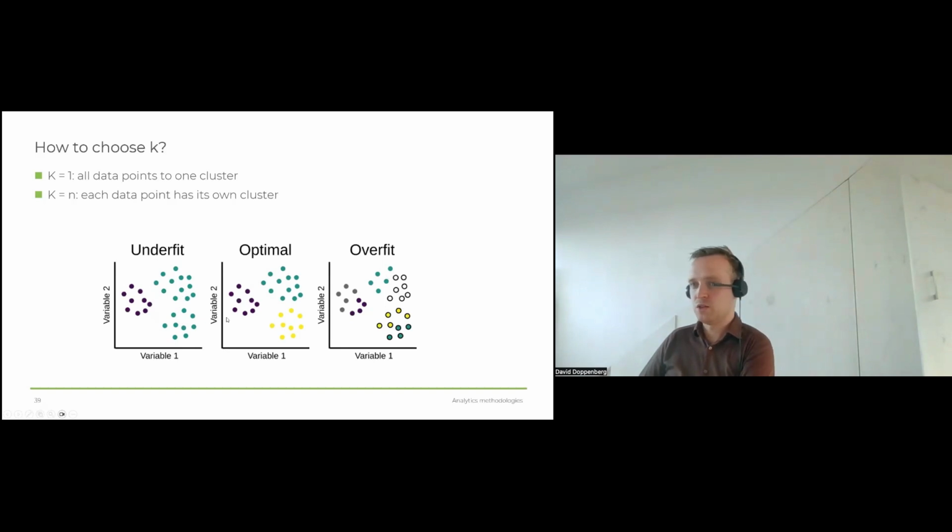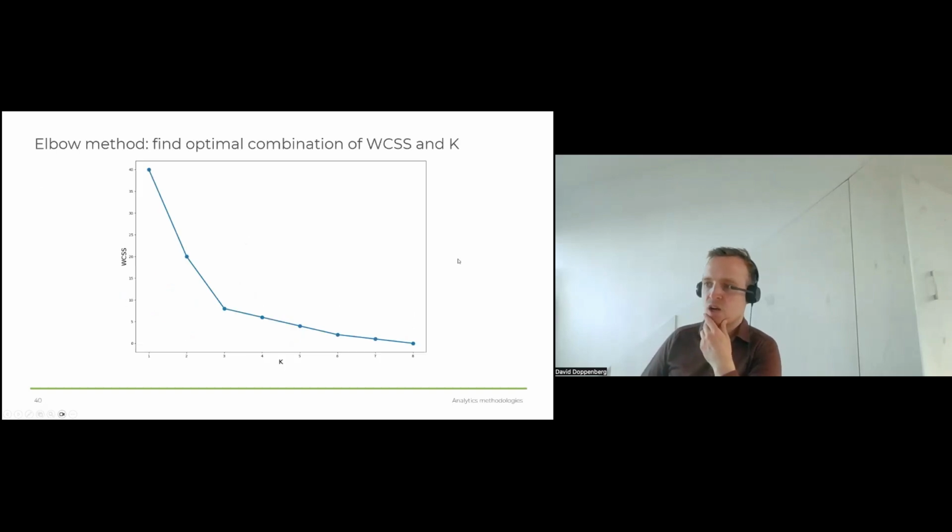But again, that doesn't really help in how you actually find the optimal in this case. Optimal is difficult because you can never guarantee optimal, but at least you can have some kind of rule of thumb that you can use to find a proper value for k. And the method here is called the elbow method.